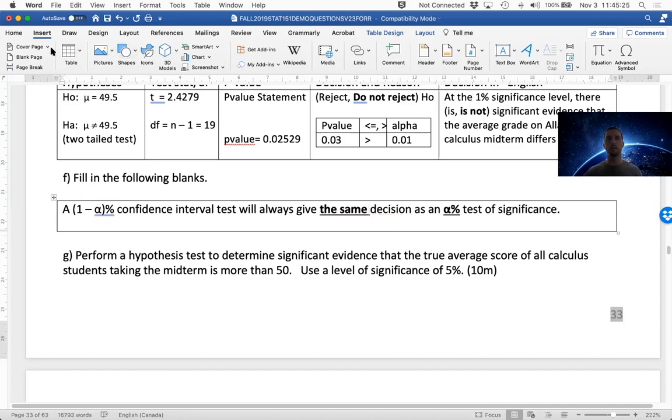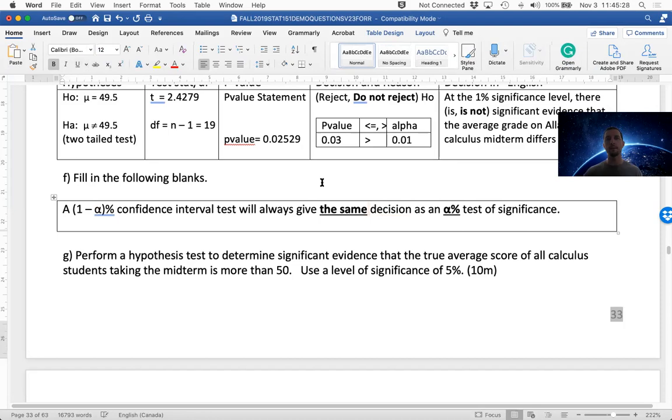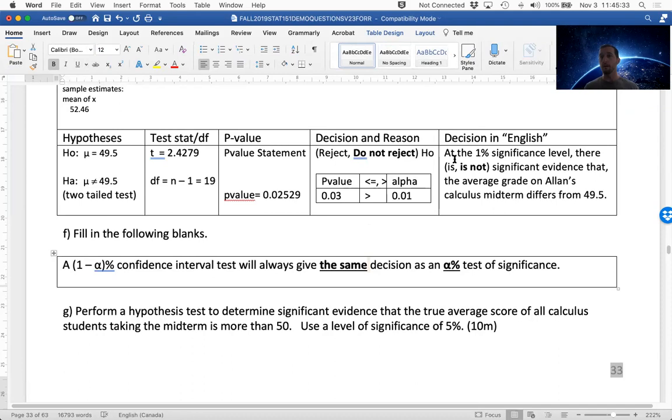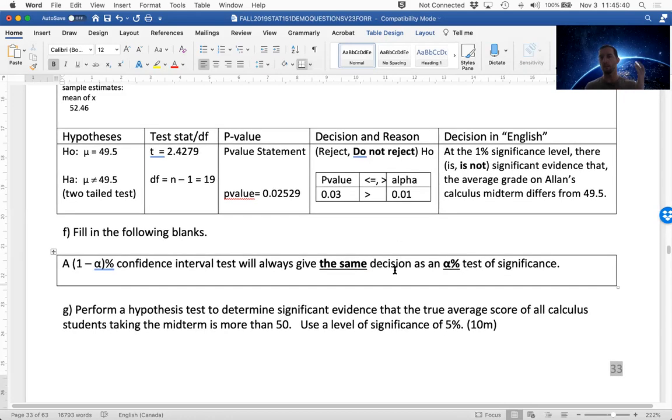So the idea here is simply that, as I had mentioned before, the assumptions of the hypothesis test and the confidence interval are the same, right? It turns out that when we conduct a hypothesis test at a certain significance level, so 5%, the corresponding confidence interval, which is constructed at the 1 minus 0.05 level, will give the same result. So the interval and the test will always give the same conclusion. And that's what this statement is reflecting.